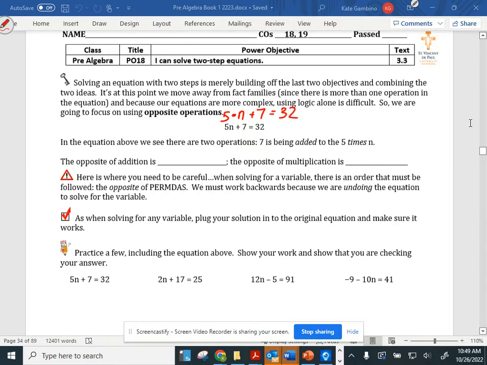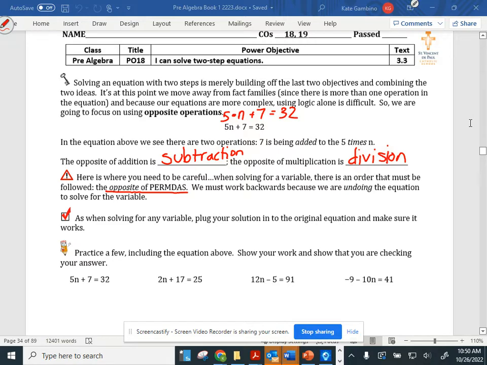So the opposite of addition is what? And the opposite of multiplication is division, because we want to be doing our opposites. Here is where you need to be careful. When solving for a variable, there is an order that must be followed. And I have been drilling in about doing PERMDAS. Look at this. Now we're doing the opposite of PERMDAS. So now we're going to do our adding and subtracting first, and then do multiplying and dividing.